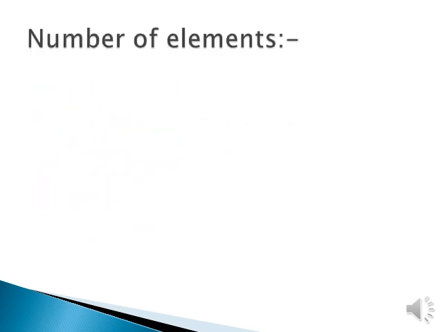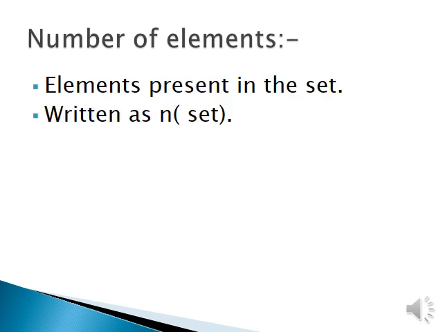Next is the number of elements. Now the number of elements means the elements present in the set, whatever the cardinal number will be for those elements. It is written as n of set. Now n of set means whatever the name will be, for example set A, set B, set C, then we have to write that letter in the bracket.